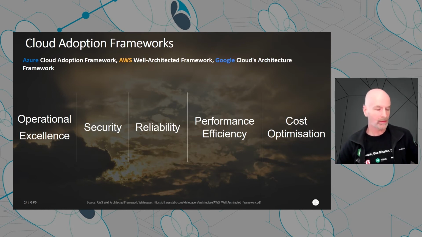So, things like protecting data in transit and at rest, implementing security at all layers, implementing a strong identity foundation, and enabling traceability. So again, all things that F5 can help with. Reliability, I mean, this is kind of related to operational excellence, and I've already kind of covered that.